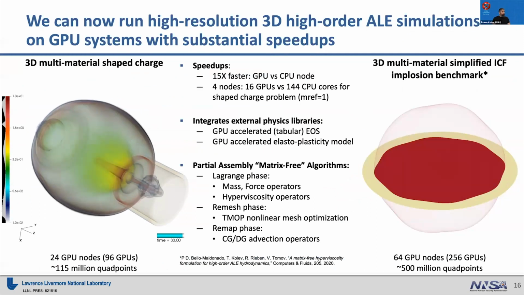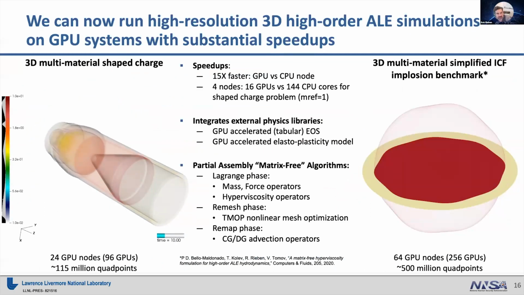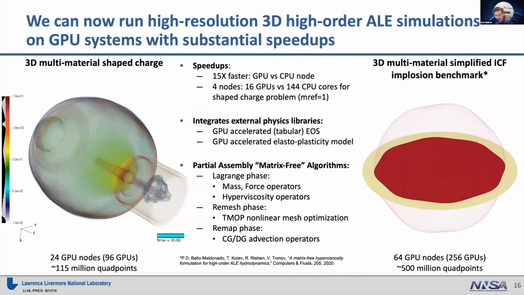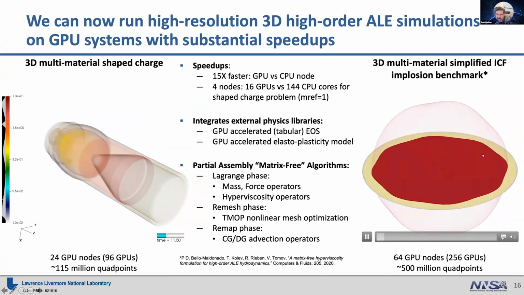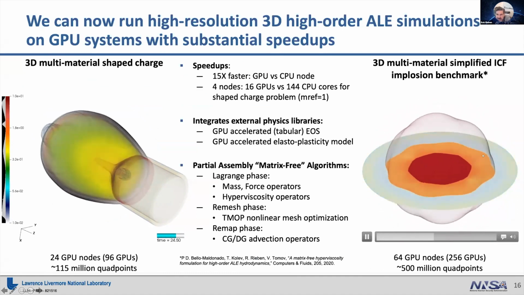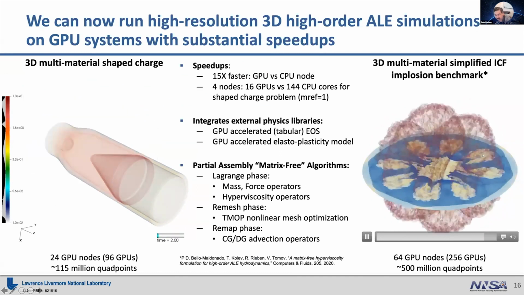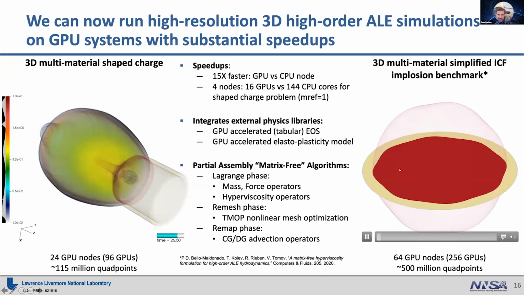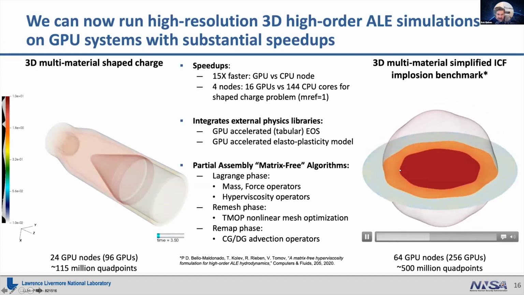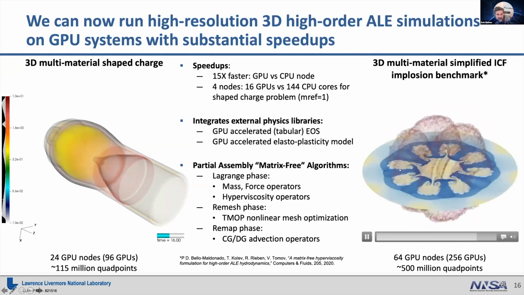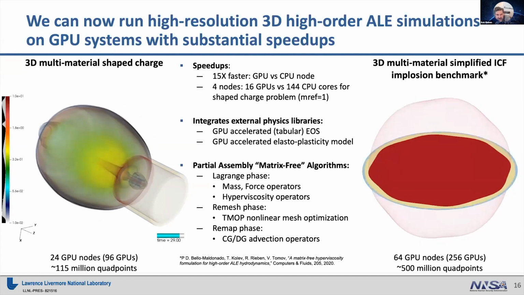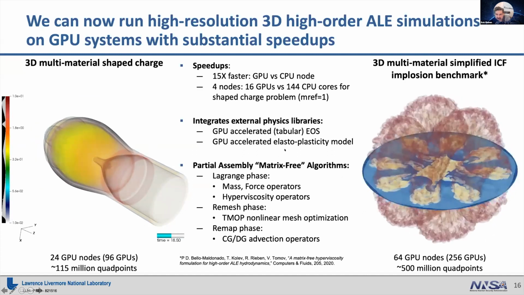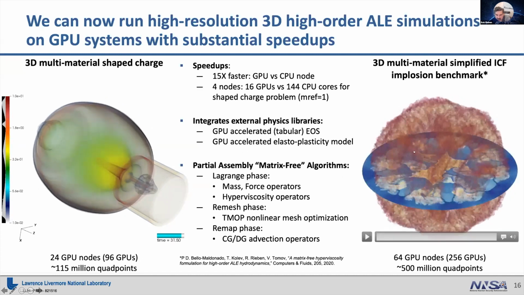You can see the evolution of the shockwave driving the jet formation in the copper liner. And if you play the movie on the right, this is an idealized, simplified ICF benchmark that's used to illustrate Richtmyer-Meshkov and Rayleigh-Taylor instabilities. In both of these examples, we're utilizing matrix-free methods pretty much across the board, with the exception of the DG remap. And this is also utilizing TMOP running on the GPU.